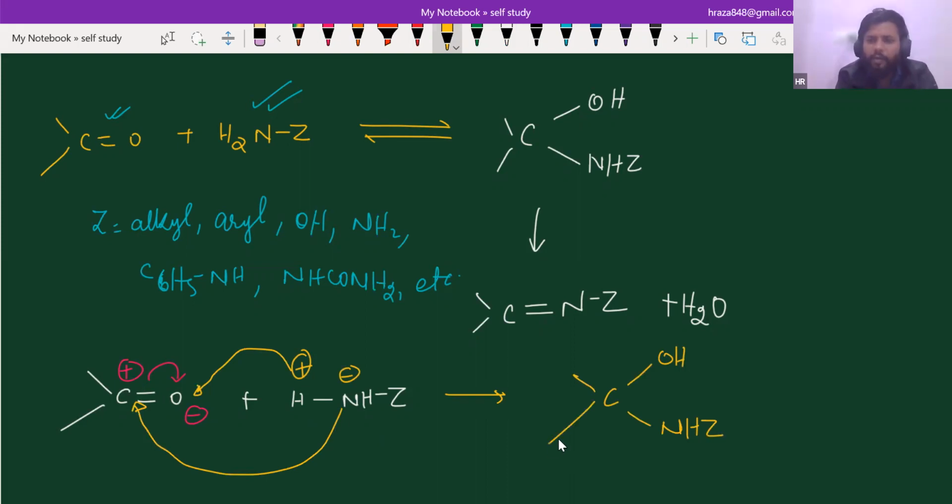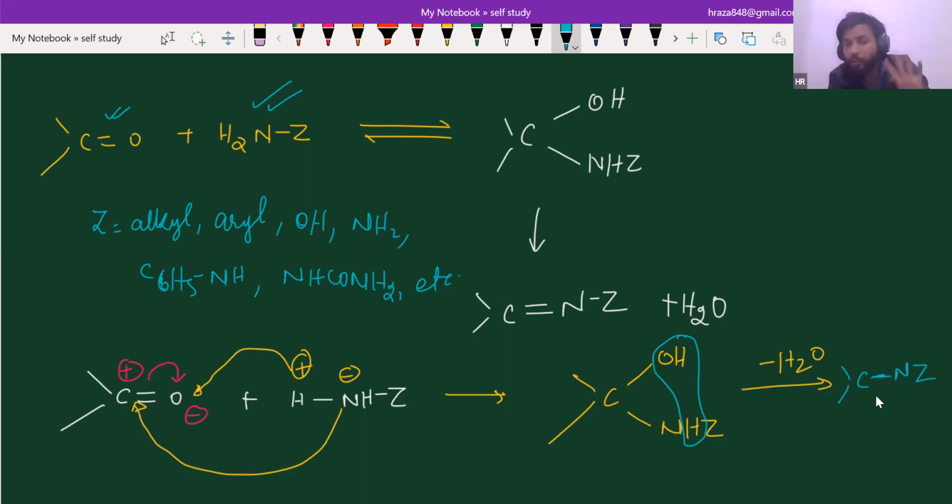And then again, removal of water will take place. How will removal of water take place? From this, H2O and then H. So you can see this is like this and NZ is left. Now you can see carbon has only 3 bonds, but carbon should make 4 bonds in total. So we are going to make a double bond between carbon and nitrogen, and you got the answer along with the removal of water.